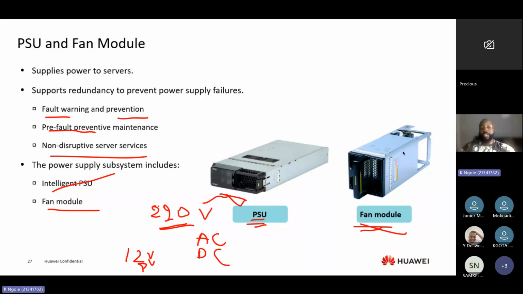this device is just to provide cooling to the server. It allows proper airflow through all the CPUs, the memory, the drives, to avoid overheating. So that is the fan module.